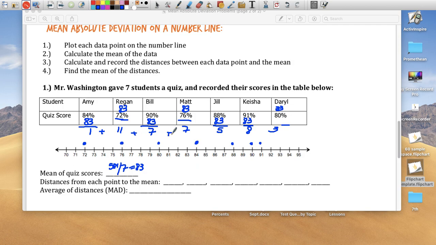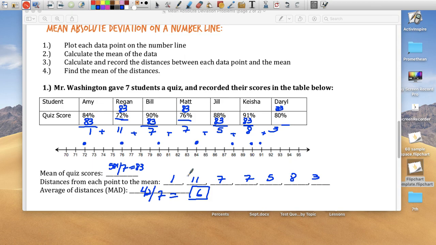So what we need to do is add all those differences. I'm going to put those values here: 1, 11, 7, 7, 5, 8, and 3. To find the MAD, we add all those numbers. 1 plus 11 plus 7 plus 7 plus 5 plus 8 plus 3 gives me 42. And we divide it by how many values? 1, 2, 3, 4, 5, 6, 7. We divide this by 7. So the MAD here is 6, which is not that bad. I don't know if they're that spread out.